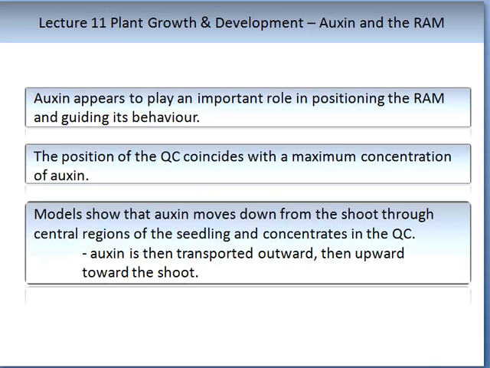Let us talk about auxin and the role it plays in the root apical meristem. It is believed to play an important role in positioning of the root apical meristem and guiding its behaviour. The position of the QC coincides with a maximum concentration of auxin. Models show that auxin moves down from the shoot through central regions of the seedling and concentrates in the QC. Auxin is then transported outward, then inward towards the shoot.